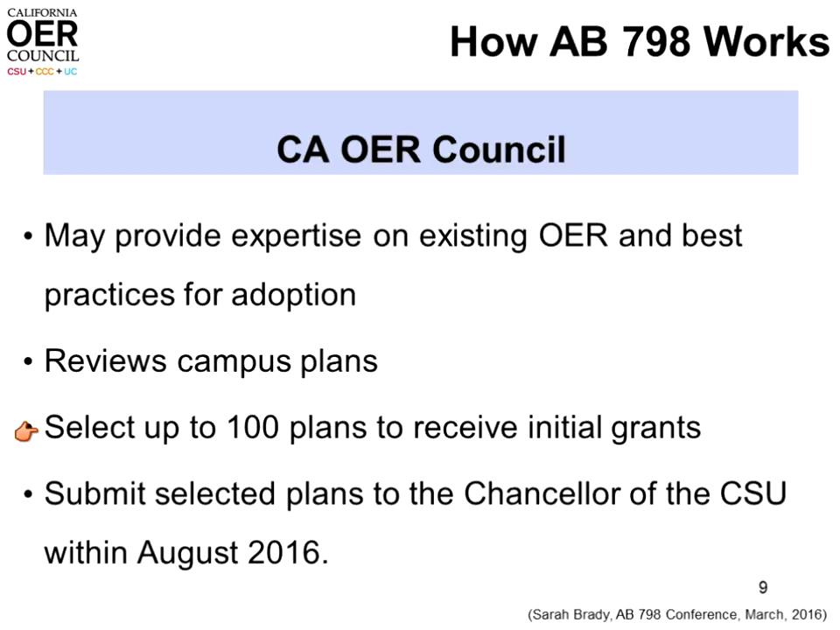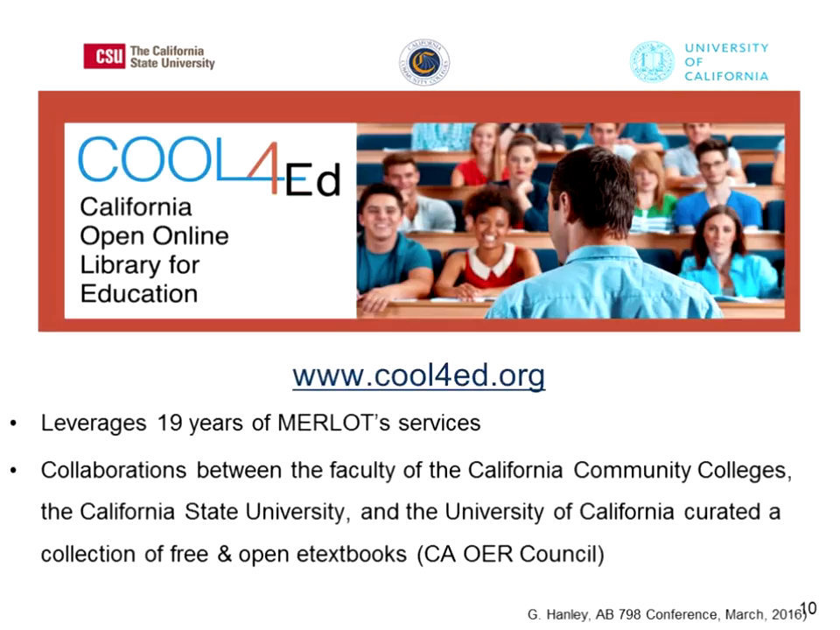They could select up to 100 plans, depending on how many are received and are written in a way that meets all the criteria of the RFP. And that will all take place and be submitted to the chancellor of the CSU within the late summer time frame. If you're wondering why the CSU chancellor is involved, it's because that was written into the assembly bill as well, that the CSU is to coordinate the funds for this project and also coordinate the selection and distribution of the grant.